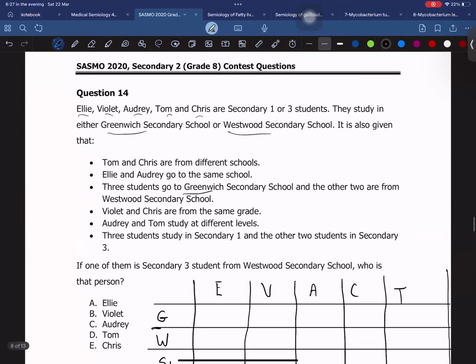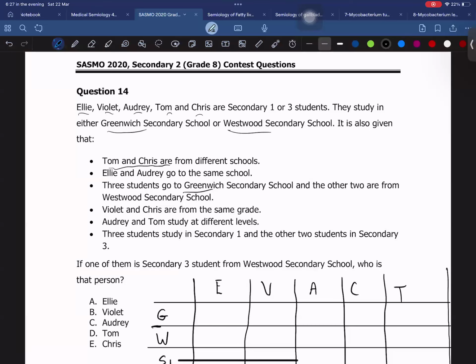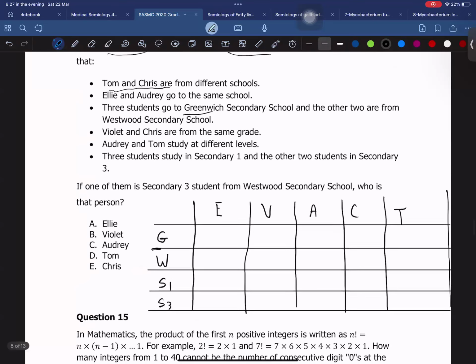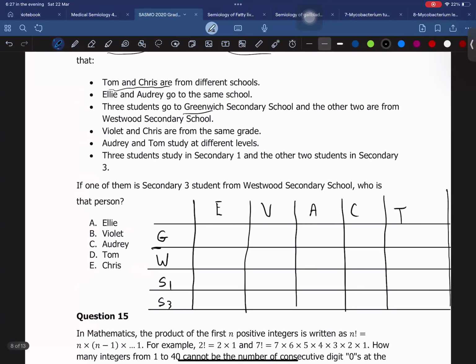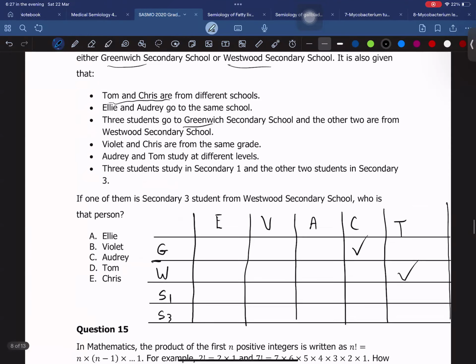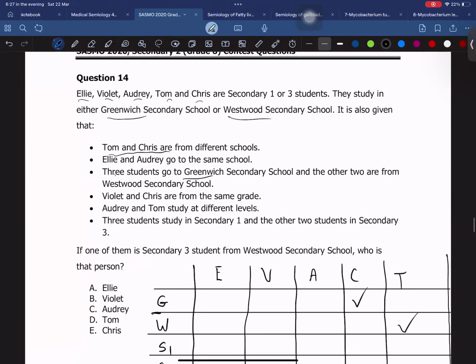So the clue is Tom and Chris are from different schools. So let's assume that Tom is from Westwood. So Chris is going to be from Greenwich. Okay, so we can go through another one.